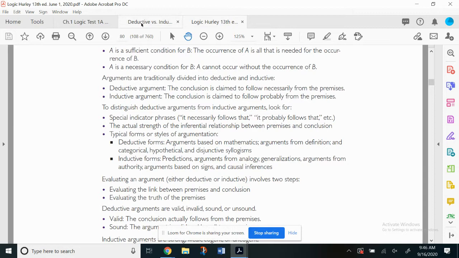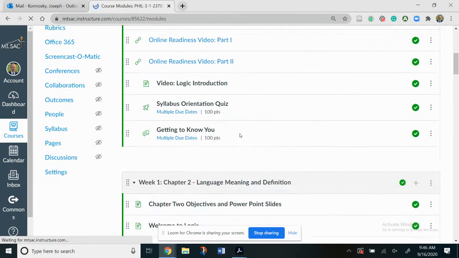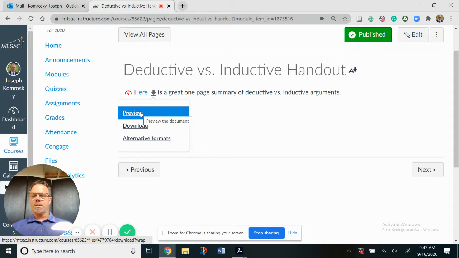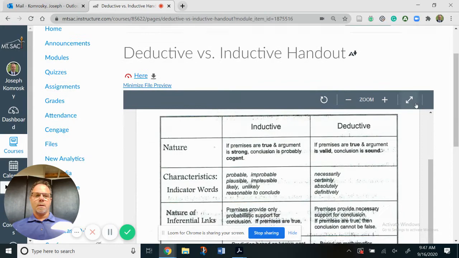Also, if we go back to your modules, I've uploaded, if you go to 1.3, the deductive and inductive handout, I'll show this to you. This is a really good cheat sheet for sections 1.3 and 1.4. You can print this out if you want and use this during your exam.